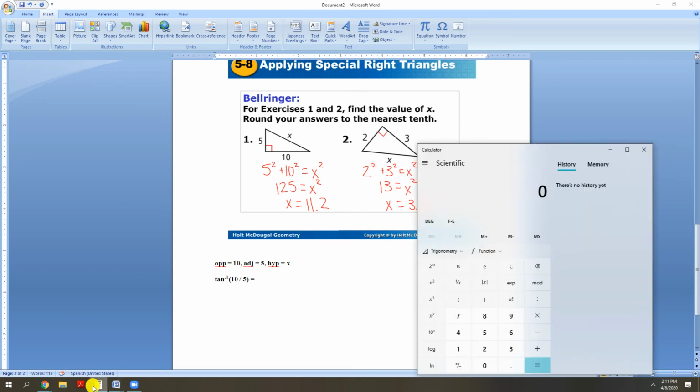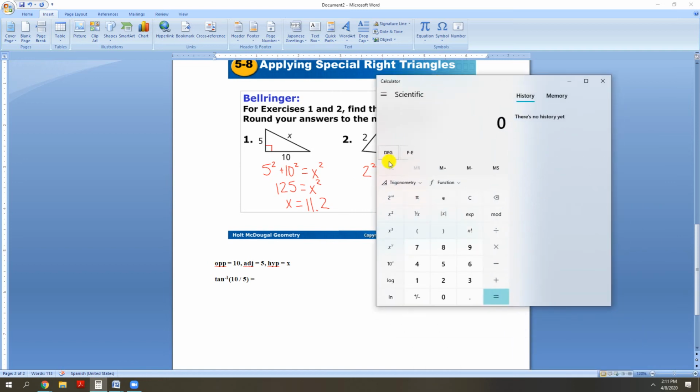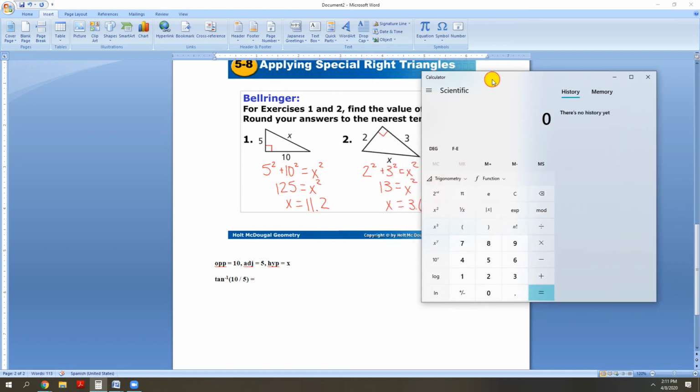We're going to pull up our scientific calculator. Make sure we're in degrees. Right now I'm in degrees. Now I'm in radians. Now I'm in gradians. Make sure you're in degrees, whatever calculator you're using. If you do get an answer that's in radians, or an answer that's in gradians, which we've never used, it's going to show up wrong on the test. Make sure you're in degrees.